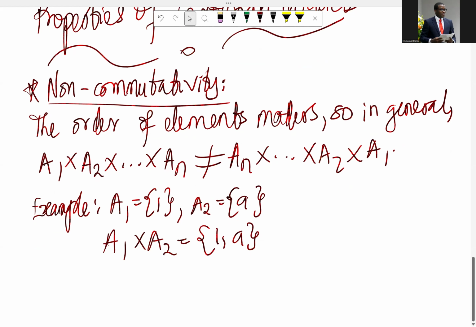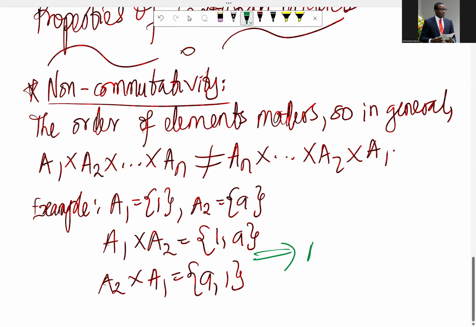But then see this. A2 by A1 is simply going to be A2 comes first, so you have A1. Order is really important here when we talk about Cartesian product. Normally in sets, order doesn't matter, but in Cartesian product, order does matter. So in this case, you see that A1 by A2 is not the same as A2 by A1.